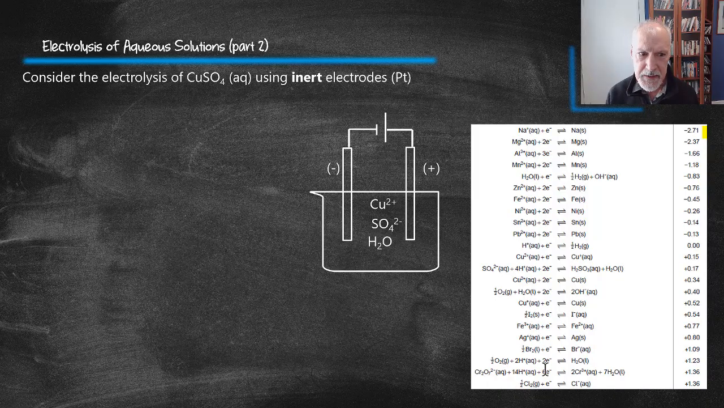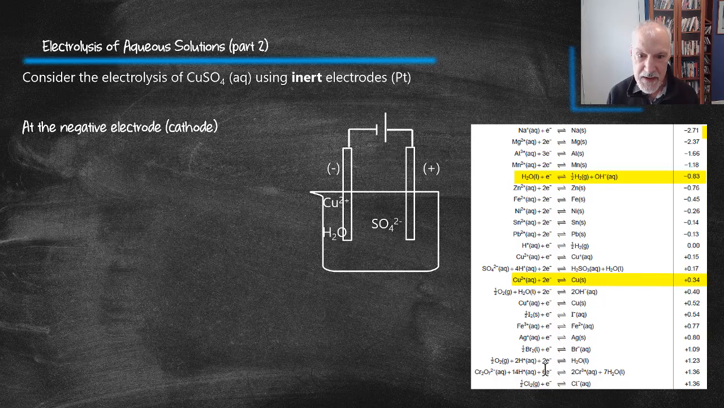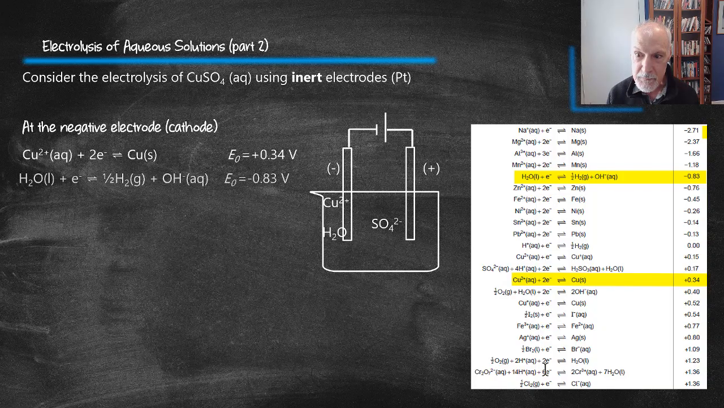Let's start by considering the electrolysis of copper sulfate using inert platinum electrodes. At the negative electrode, the positive copper would be attracted, and neutral water. Here we identify their equations in the IB data booklet, and we can copy them out as they're written because they both indicate reduction potentials. I identify the one with the highest reduction potential, so I would see copper being formed.